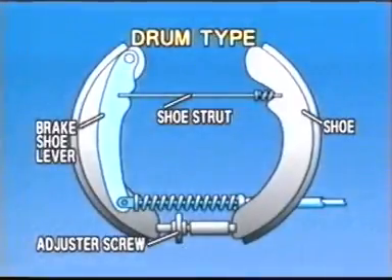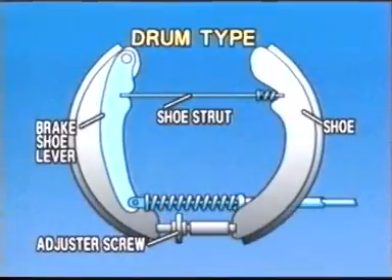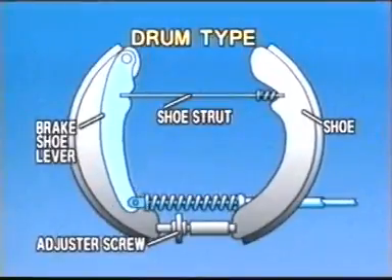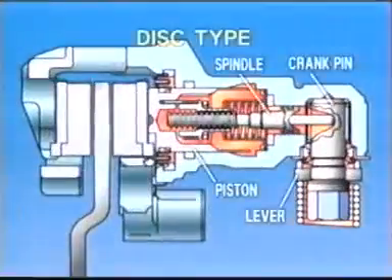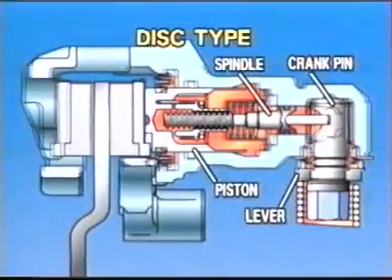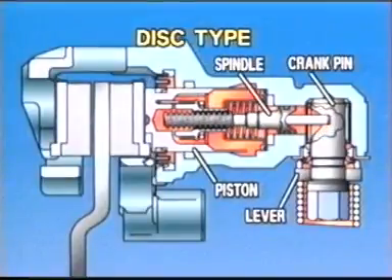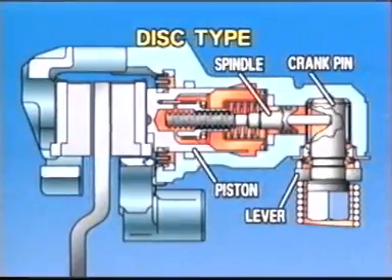In the drum type, the brake shoe is pushed apart by pulling the cable and the drum is locked. The disc type in compact vehicles has a crank pin or a spindle in the caliper, and the piston is moved to push the pads against the disc.